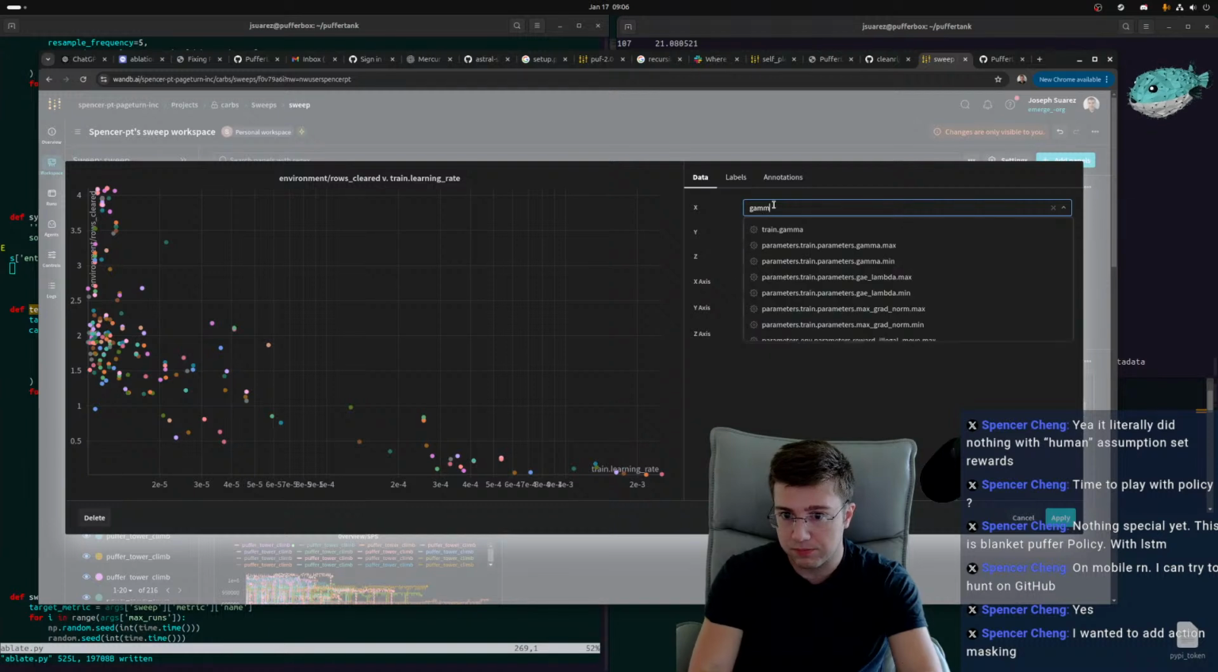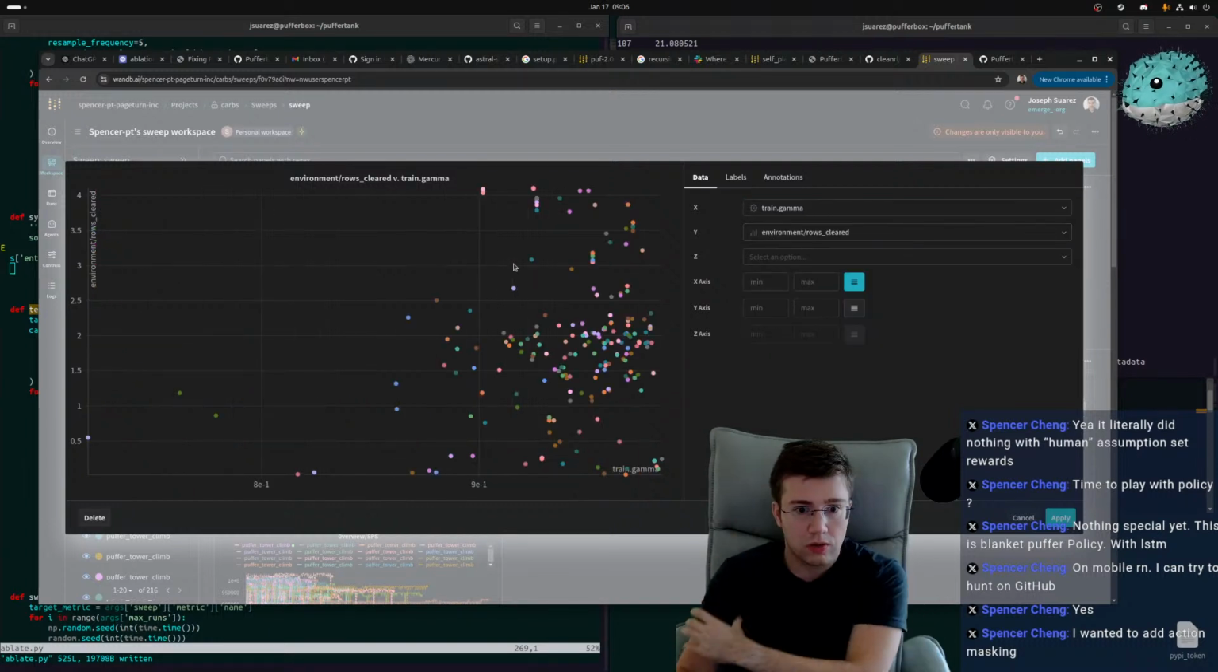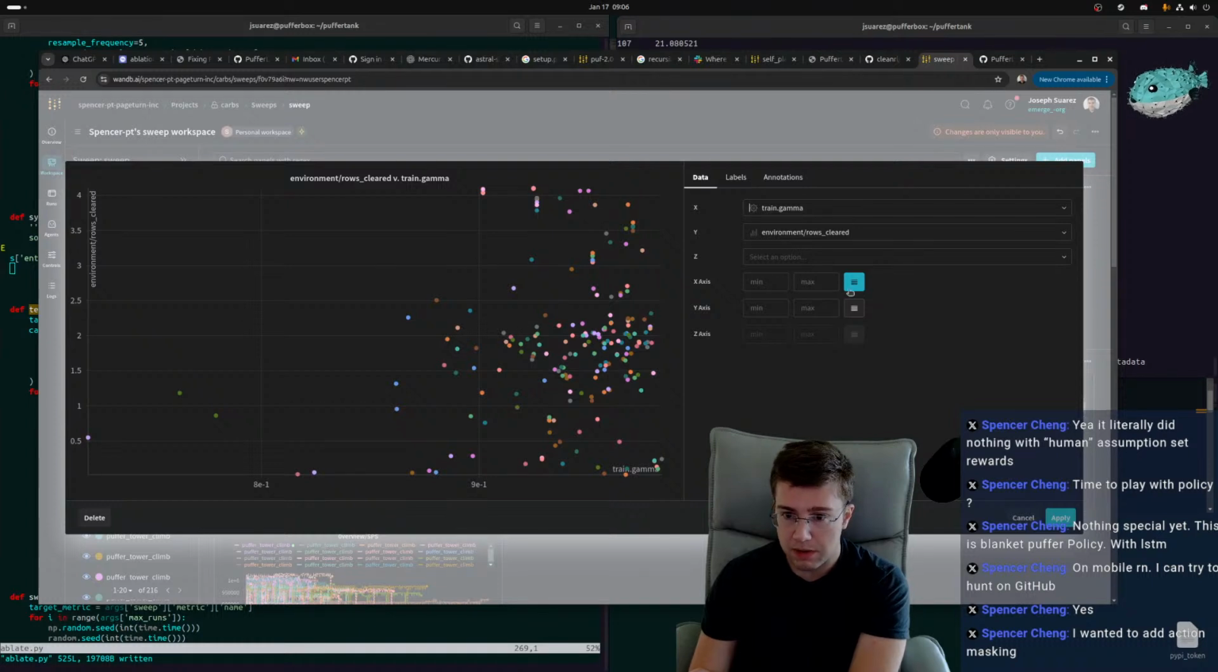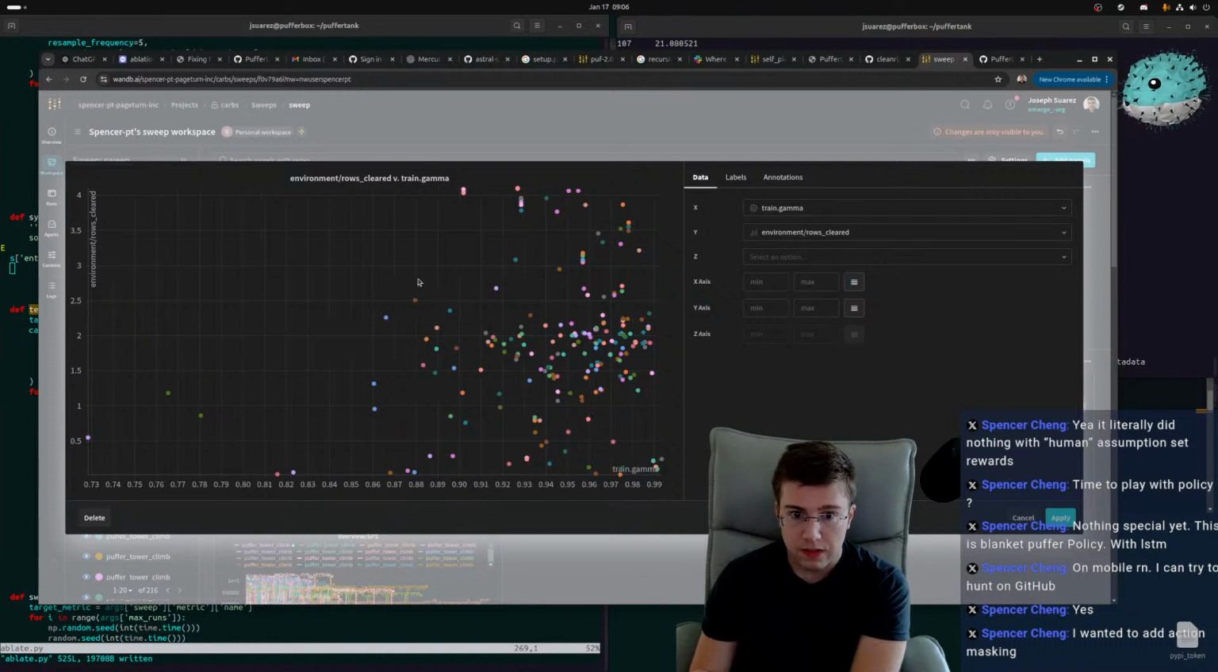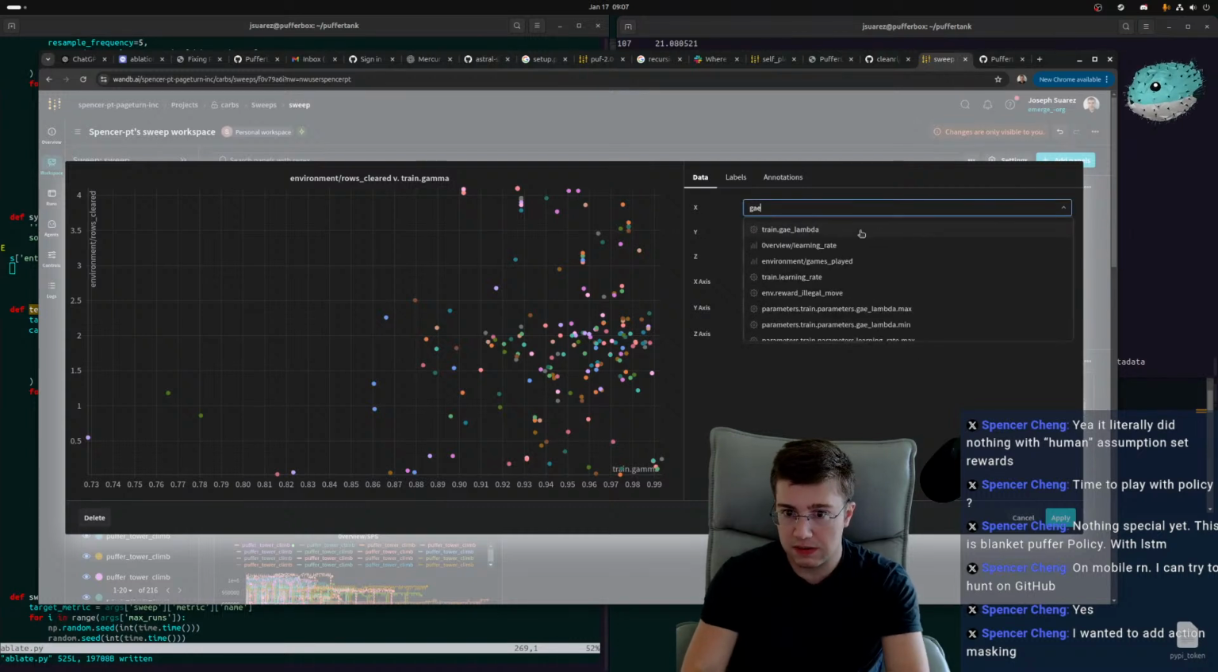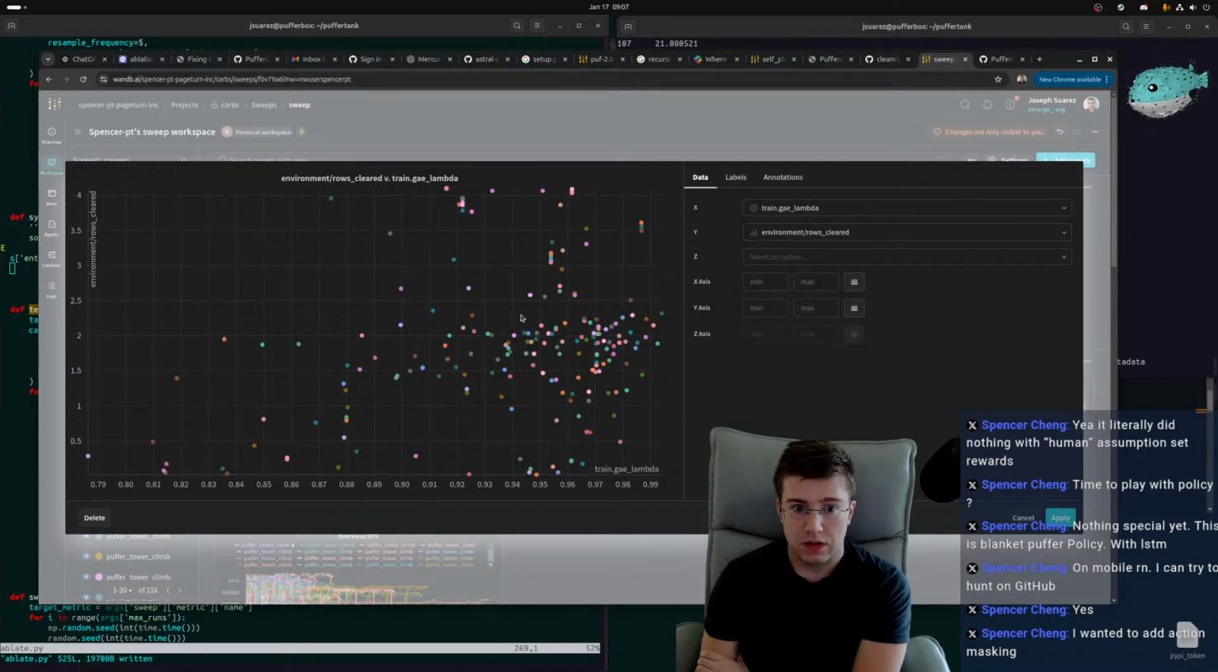And then you can do the same thing. Let's look at gamma. So gamma, you can see all your gammas are from 0.9 to about 0.96 or 0.97. So you can set the range for that. And then you can do GAE lambda. And here, again, 0.1, 0.7 maybe.